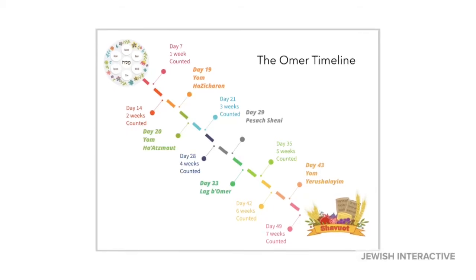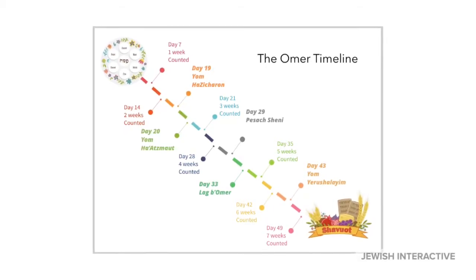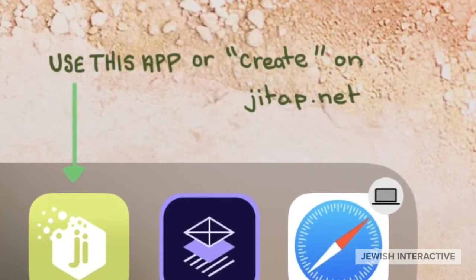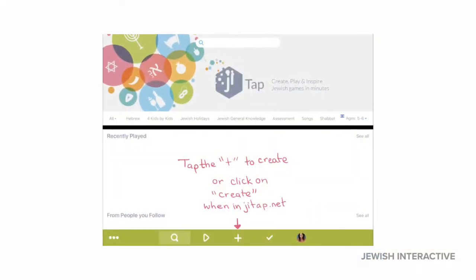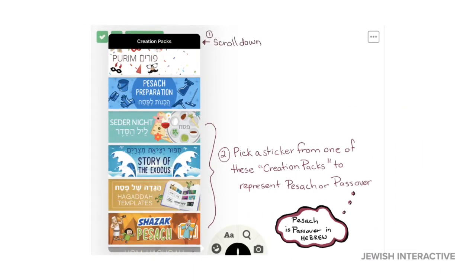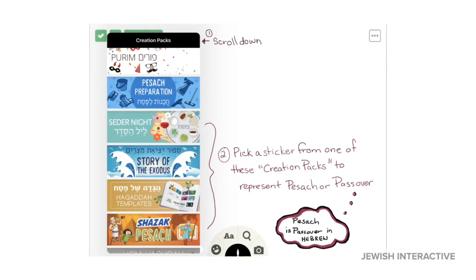Making your own Omer timeline with JITap. Use the app or go to jitap.net. Tap on the plus to create. Scroll down the creation packs to the Pesach area.